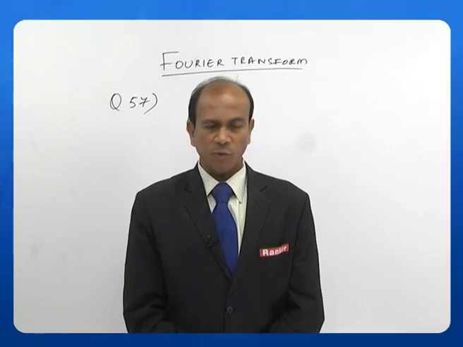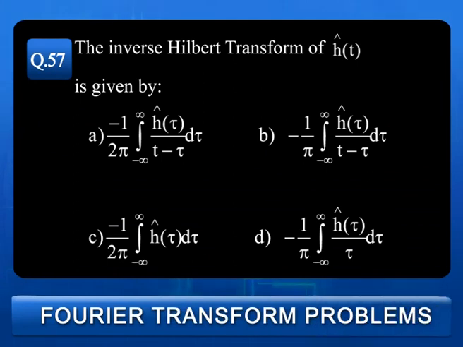The 57th question is as follows. The inverse Hilbert transform of h cap of t is given by A, minus 1 by 2 pi integral minus infinity to plus infinity h cap of tau by t minus tau d tau. B, minus 1 by pi integral minus infinity to plus infinity h cap of tau by t minus tau d tau. C, minus 1 by 2 pi integral minus infinity to plus infinity h cap of tau d tau. D, minus 1 by pi integral minus infinity to plus infinity h cap of tau by tau d tau. The answer is B.